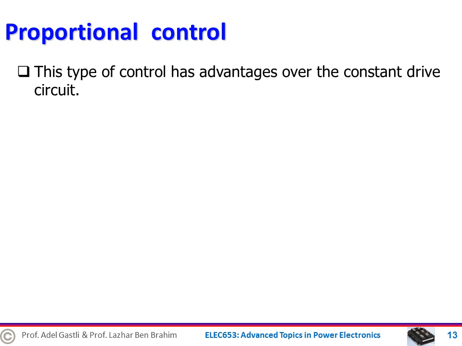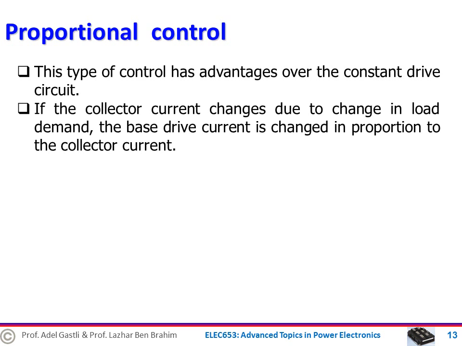This type of control has advantages over the constant drive control because it allows the base current value to adapt to changing collector current. In other words, if the collector current changes due to changes in the load demand, for example, the base drive current is changed in proportion to the collector current. Let's see how we can implement this technique by considering the following circuit.